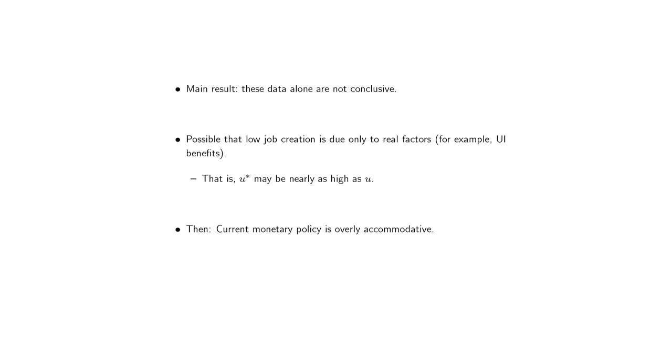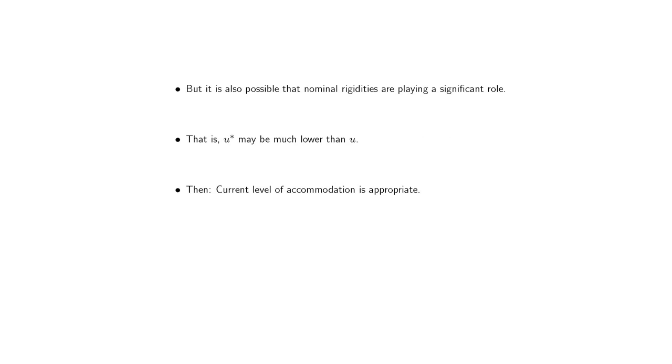But that's just one scenario. It's also possible that nominal rigidities are playing a significant role. And then the natural rate of unemployment is going to be much lower than the unemployment rate, and the current level of accommodation is appropriate. So just looking at the unemployment and vacancies data alone does not tell you what the natural rate of unemployment is with any certainty, and it leaves you uncertain about the appropriateness of the current level of accommodation.